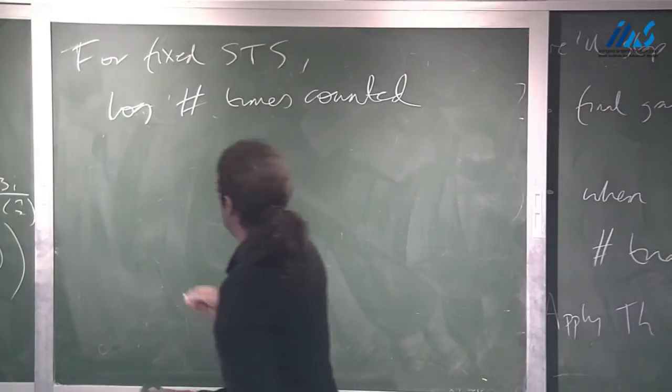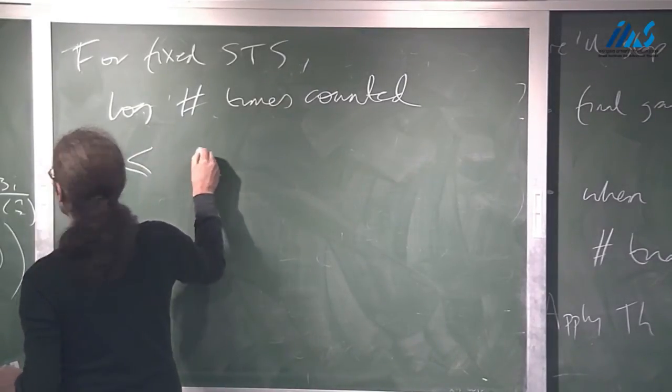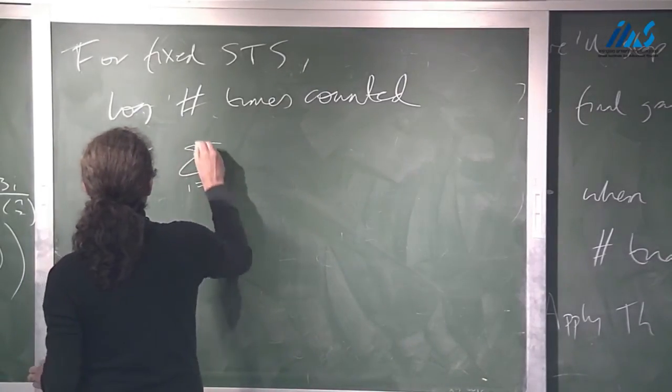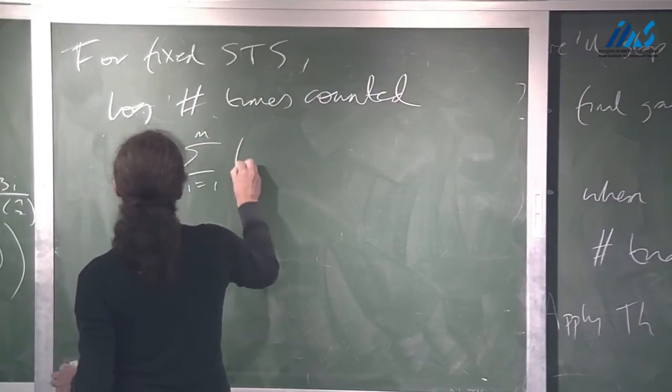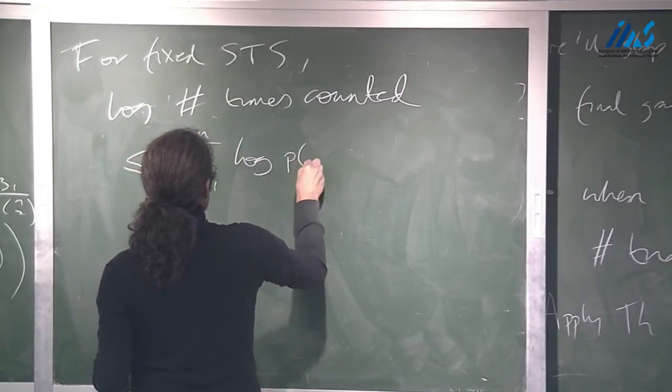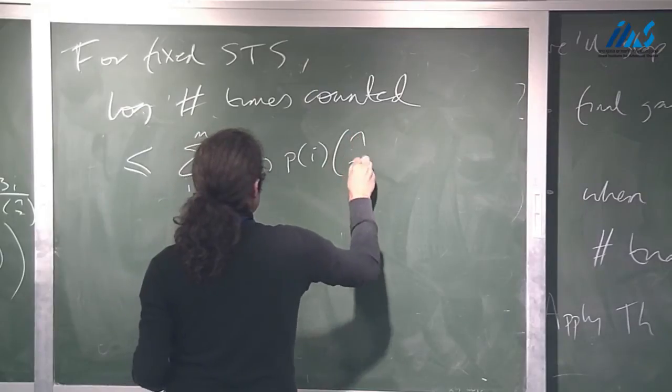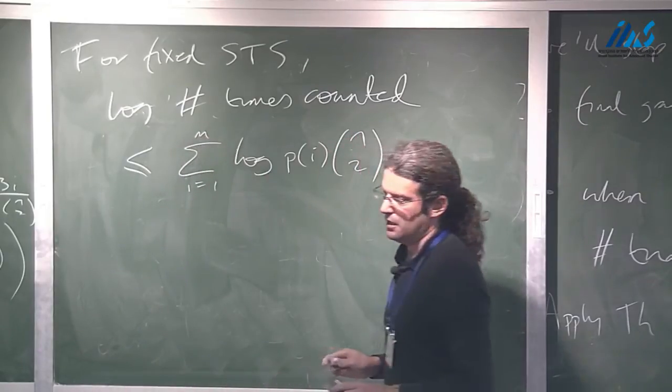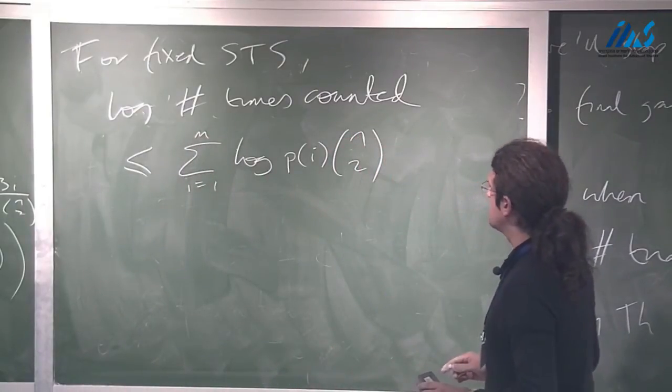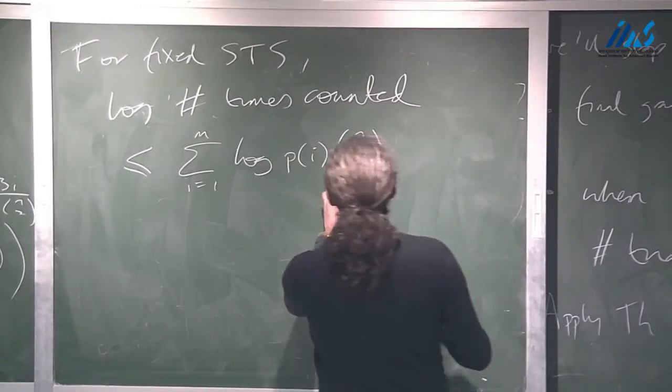Let's write an upper bound on this. So it's at most the sum, i from 1 to m, of log of pi of n choose 2. Okay, so what am I saying? n choose 2 over 3.